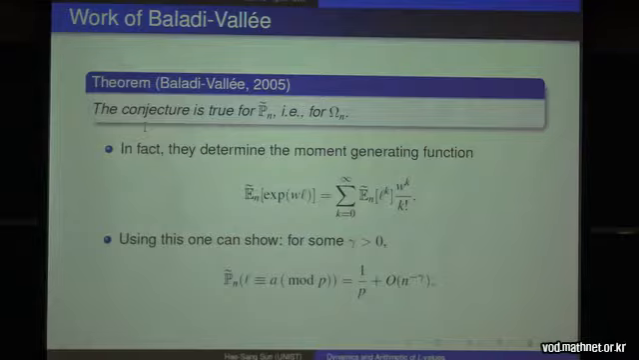And the good point is that using this information on the moment generating function, we can show that, in fact, the distribution of this random variable, so the probability that the length of the continued fraction is congruent to A mod P, is actually equal to 1 over P plus this error term for some positive gamma. So this is very good, compared to the Mazur-Rubin conjecture.